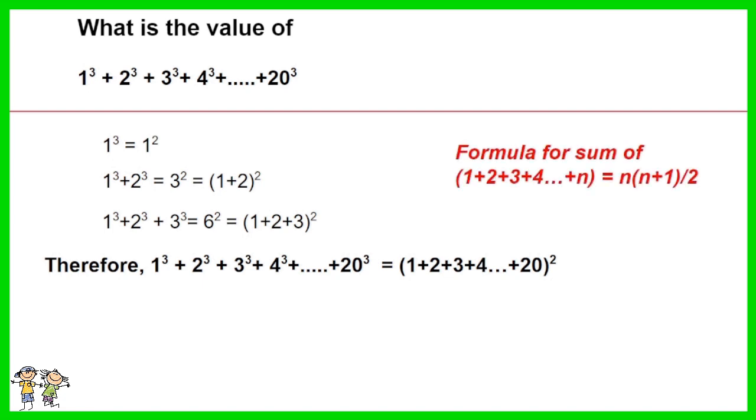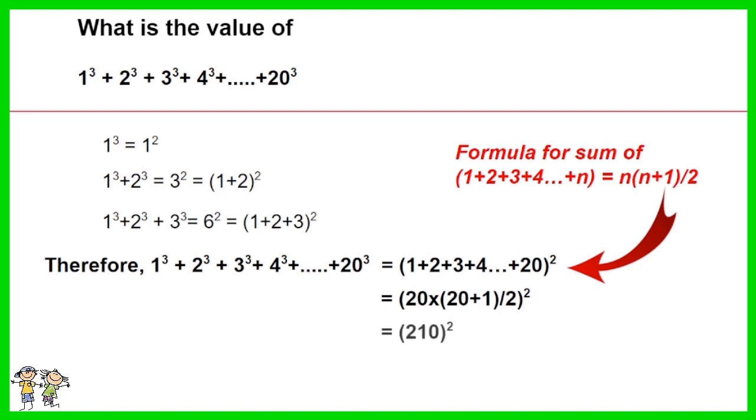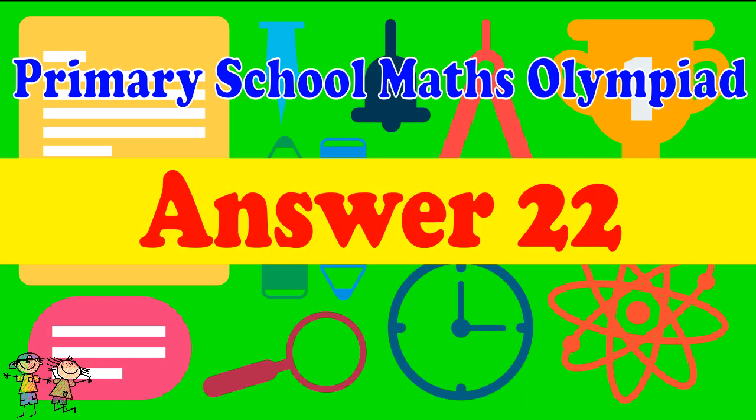You can derive the sum of a series of numbers up to the value of n using the above formula. Applying the formula, 1 plus 2 plus 3 plus 4 up to 20 is equal to 20 multiplied by (20 plus 1) divided by 2, which gives the value of 210. 210 squared will give you the value of 44,100. This should be your answer. Answer for question 22.